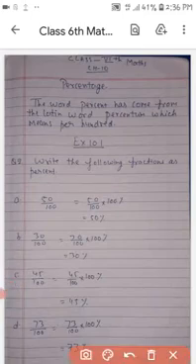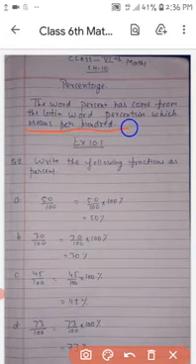Today we start our chapter 10, percentage. The word percent has come from the Latin word percentum, which means per hundred.